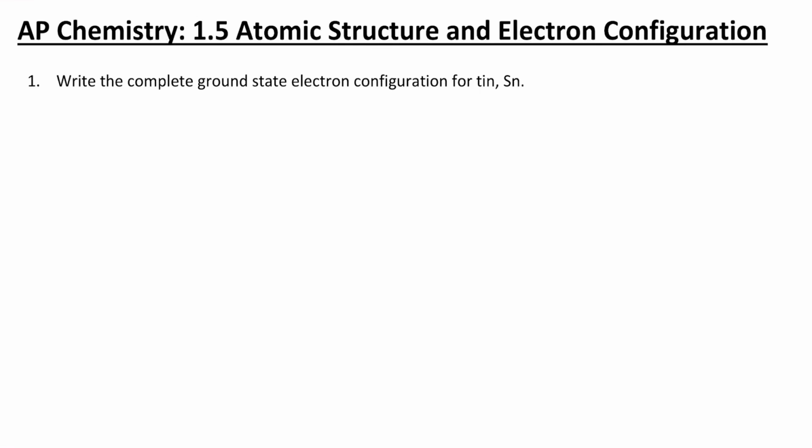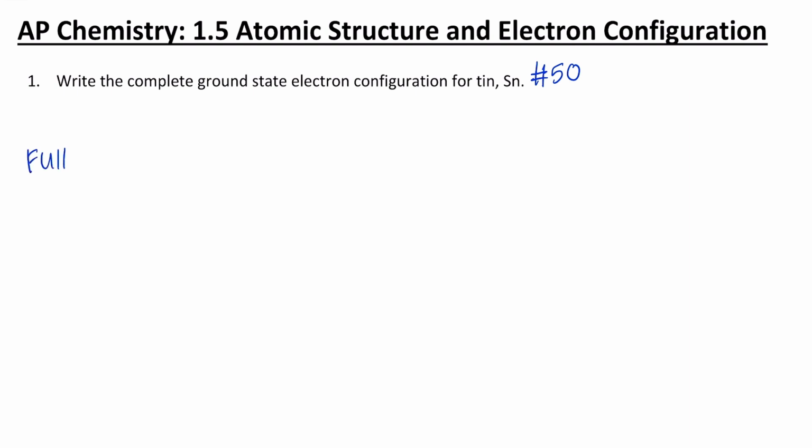This is the AP Chemistry review for topic 1.5, Atomic Structure and Electron Configuration. Our prompt is asking us to write the complete ground state electron configuration for tin, Sn. So this is element number 50 on your periodic table. And we're going to first write this in our full-length electron configuration.